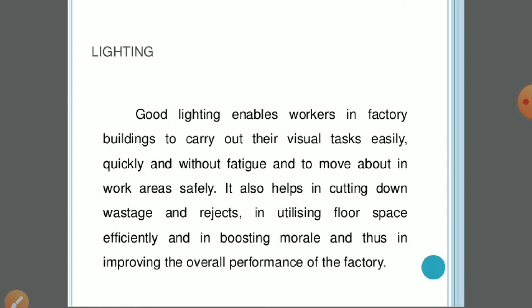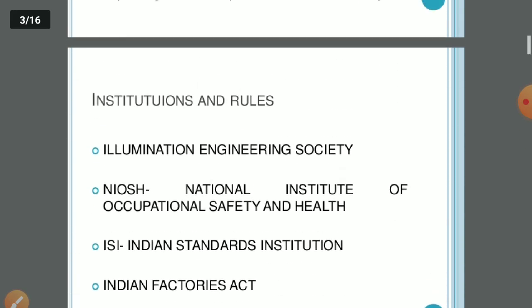It also helps in cutting down wastage and rejects, utilizing floor space efficiently and boosting morale, thus improving the overall performance of the factory. Industrial lighting is a must here. So proper industrial lighting enables workers to carry out the task easily, quickly, and without any losses. That's the purpose of industrial lighting.